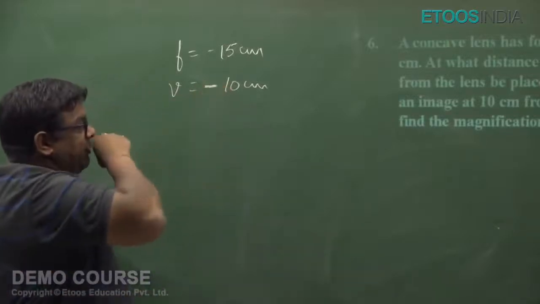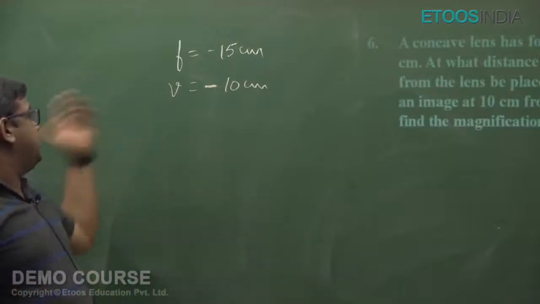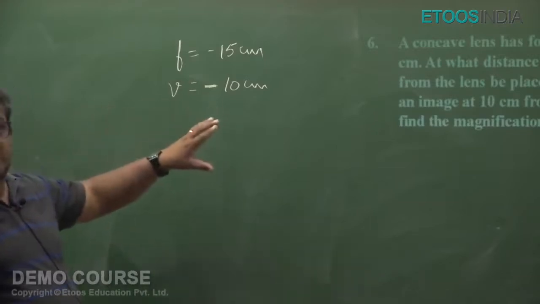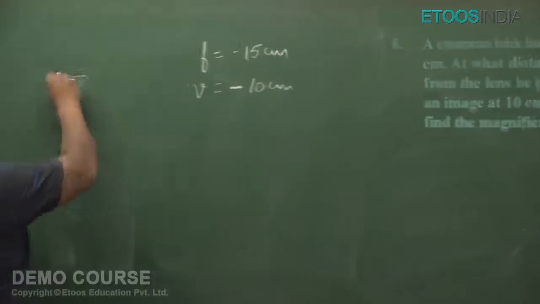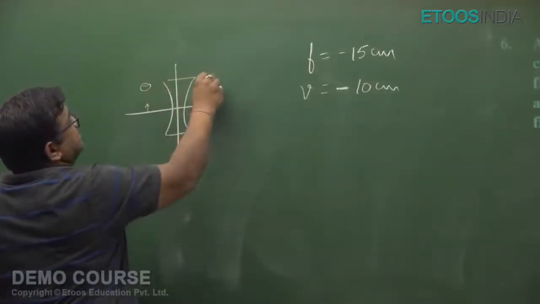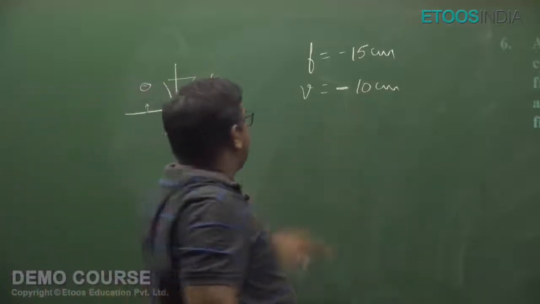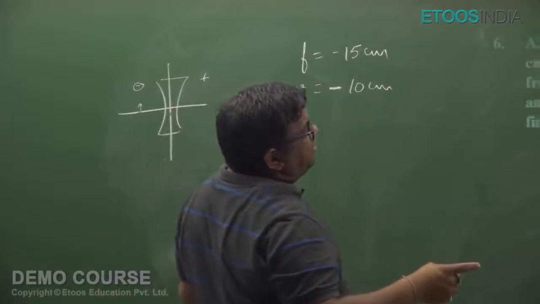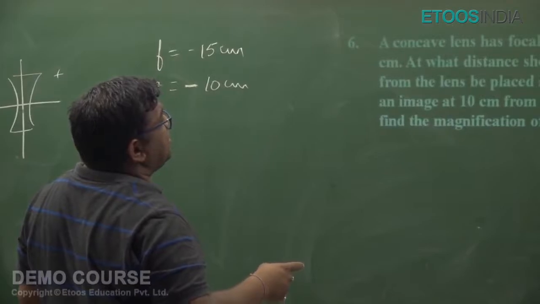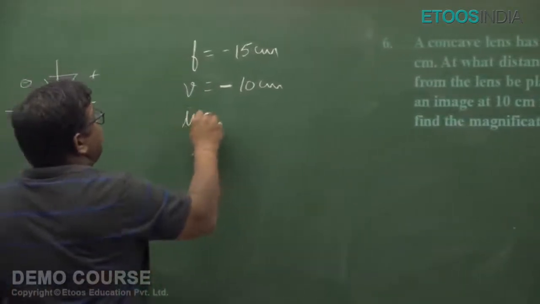Why negative, students? Can you tell me? It is negative because it always lies on the left hand side. Concave lens will always form the image here only, and this side is with minus sign. Am I clear? So, we'll take it minus over here, and what we need to find out right now is magnification, and at what distance the object is, that means u.